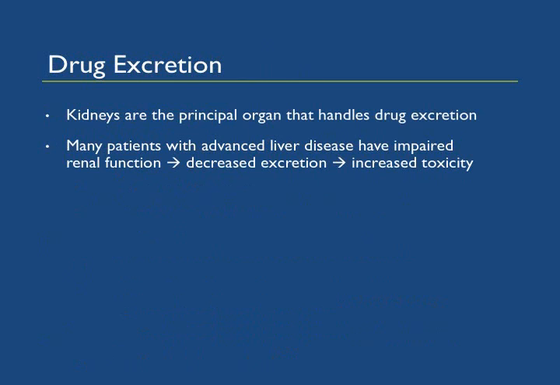After a drug is metabolized, the active metabolite enters the systemic circulation for action, then must be excreted. The kidneys are the principal organ that handles drug excretion. Many patients with advanced liver disease have impaired renal function. Therefore, drug excretion is impaired, once again increasing risk of drug toxicity.